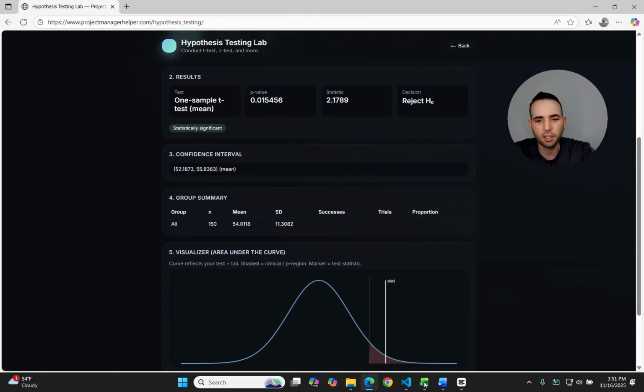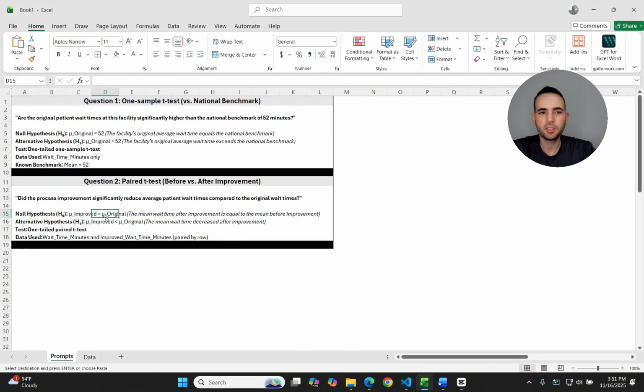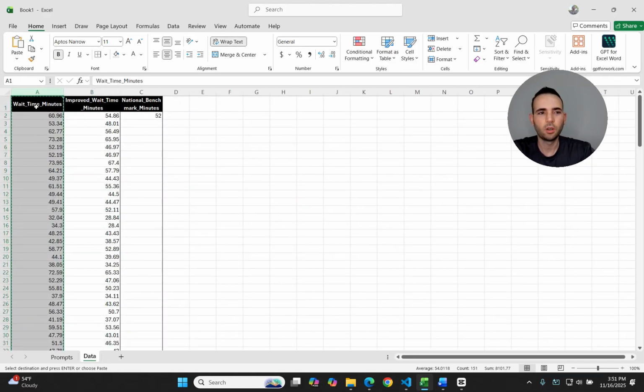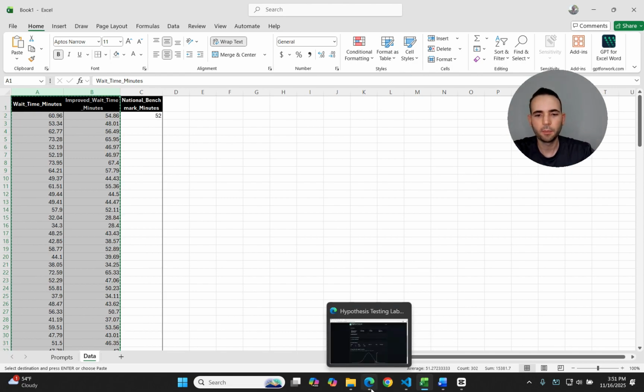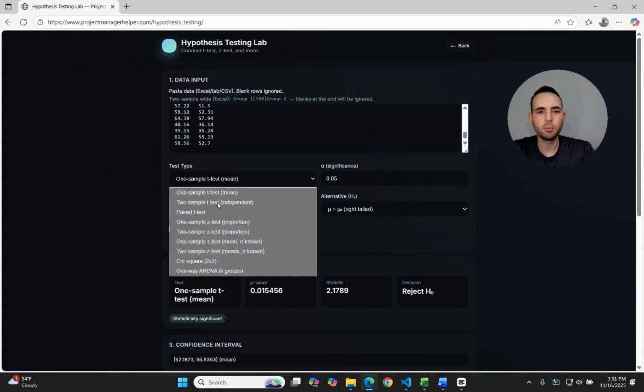Now for the second question we're looking to answer, did the process improvement significantly reduce the average patient wait time compared to the original time? For this one, we want to select both columns in Excel. We don't need the national benchmark because we're just comparing the before and after. And to do that, we want to do a 2 sample t-test.